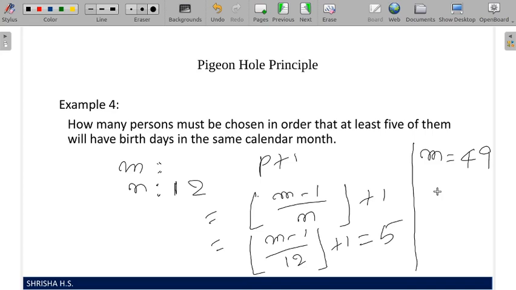Write the formula and write the definition. That's why I am reminding you again and again: know the definition and write it. If you have a pigeonhole principle question, write that definition, later put in this formula, and write the conclusion that 49 birthdays or 49 persons are required. That will fetch the marks for you.